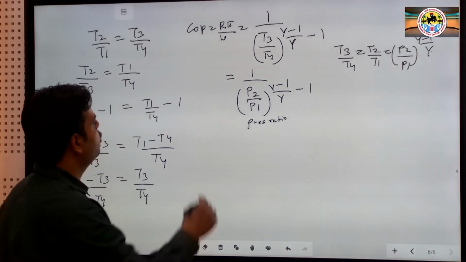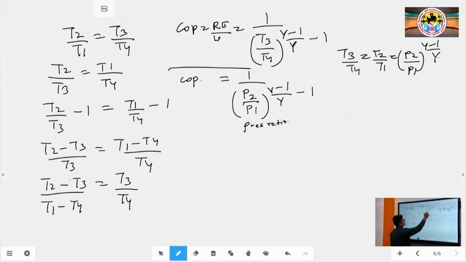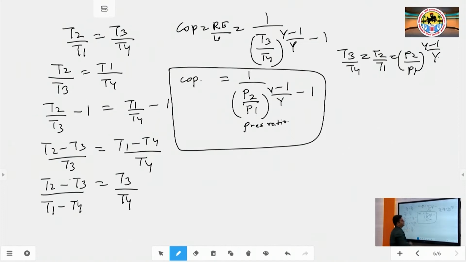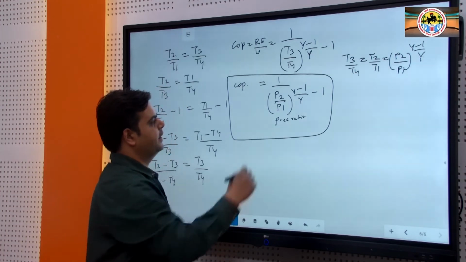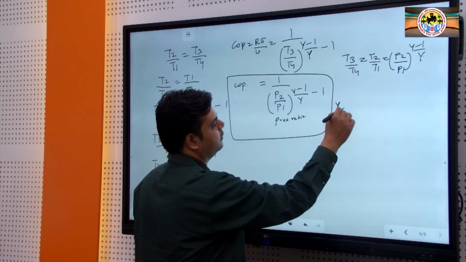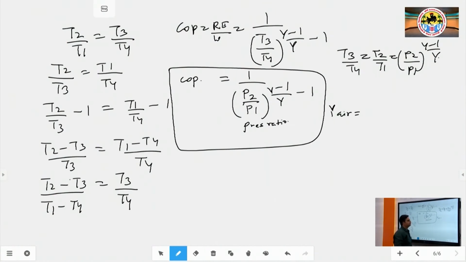So, this one is the COP of the Joule cycle, that is 1 upon pressure ratio to the power of gamma minus 1 upon gamma minus 1. Here gamma is for air, gamma we have to take for air, and pressure we have to take the pressure ratio, and for air gamma is 1.4. So, we can easily calculate the COP of the Joule cycle when we know the value of pressures or even the temperature.